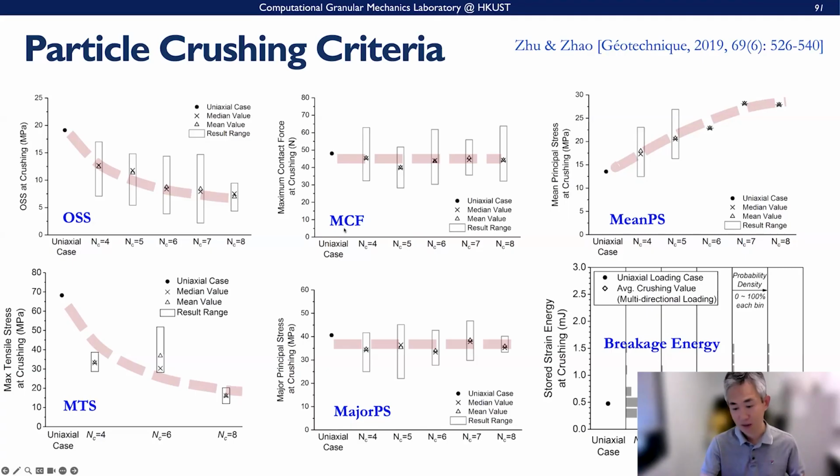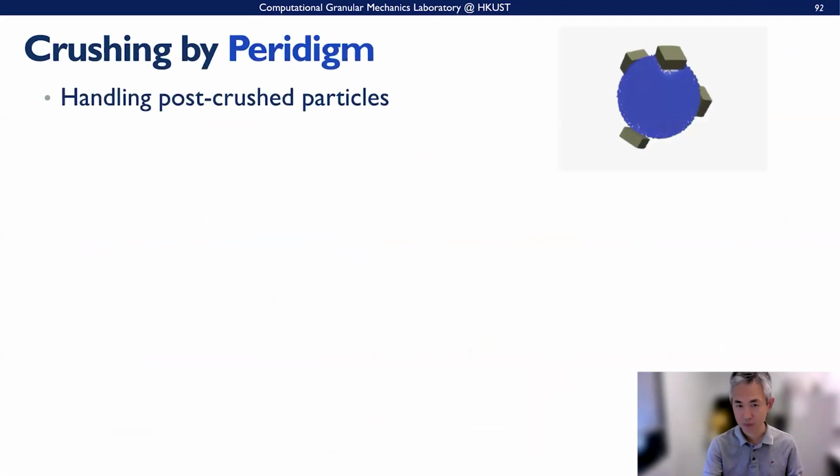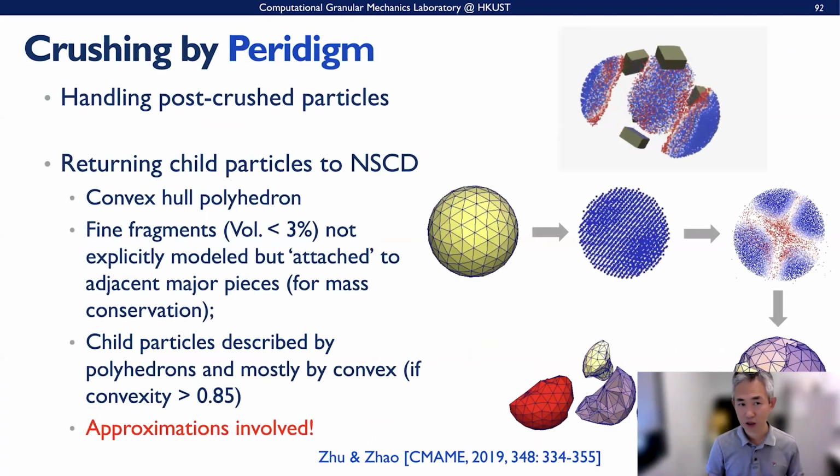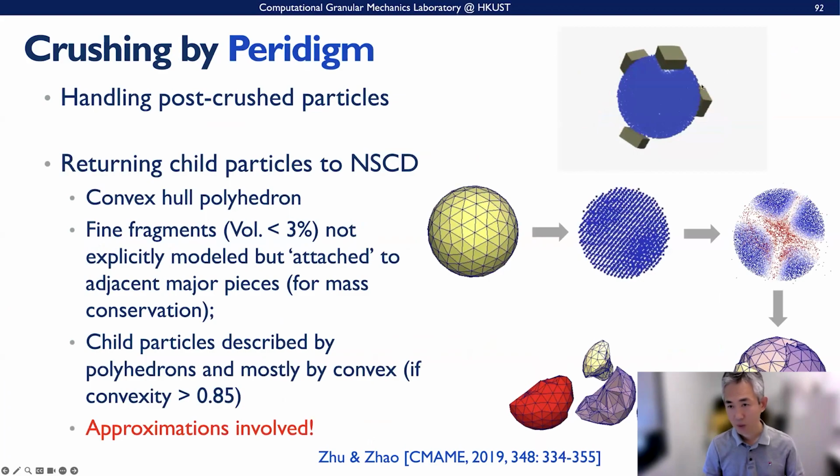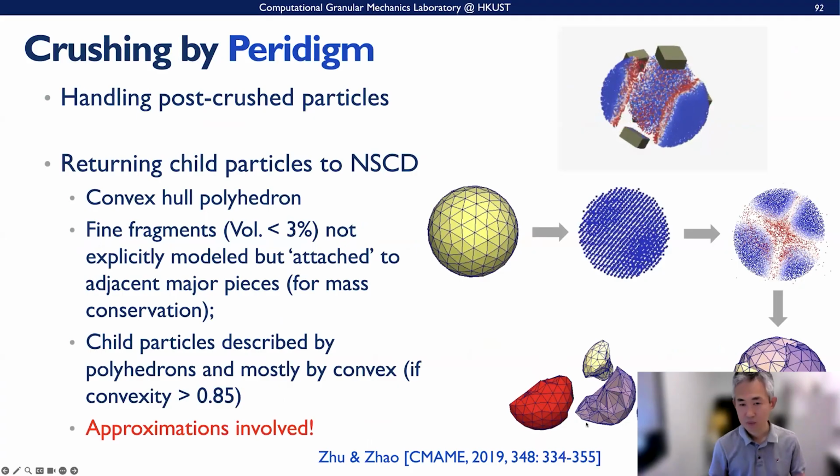It's easy and it's for screening here. And also the crushing band paradigm, and we need to handle the post-crush particles here. When one particle is crushed into different pieces, we can use this so-called CGML, and so we need to do some approximation.